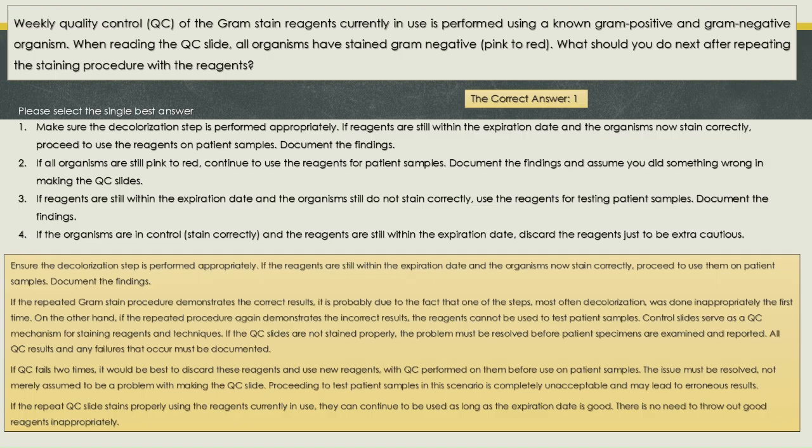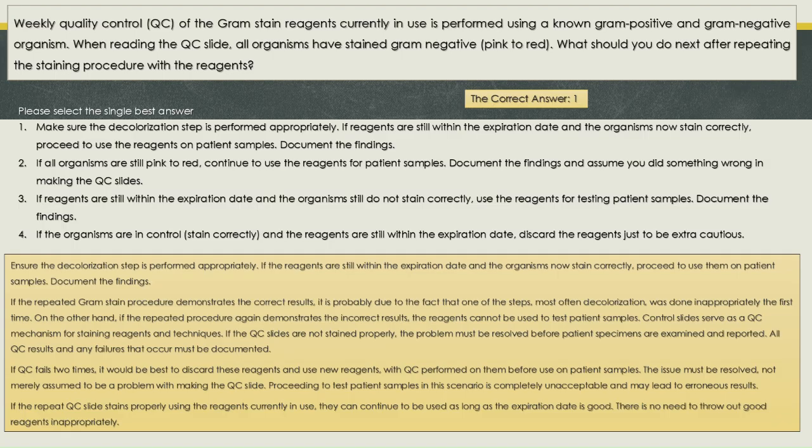On the other hand, if the repeated procedure again demonstrates the incorrect results, the reagents cannot be used to test patient samples. Control slides serve as a QC mechanism for staining reagents and techniques. If the QC slides are not stained properly, the problem must be resolved before patient specimens are examined and reported. All QC results and any failures that occur must be documented.